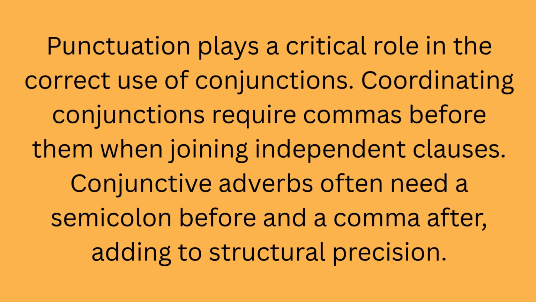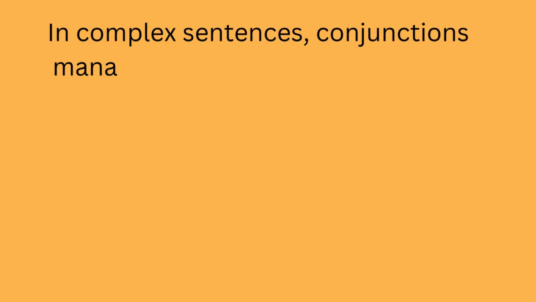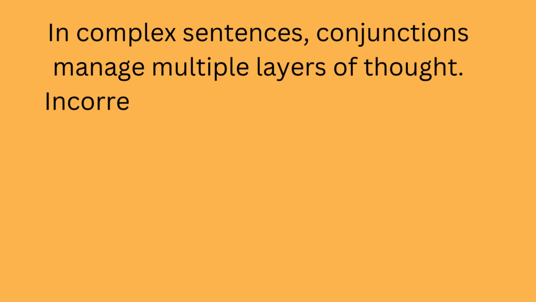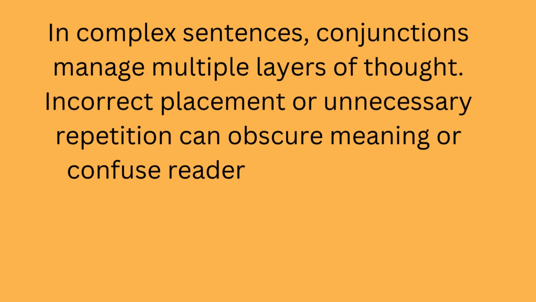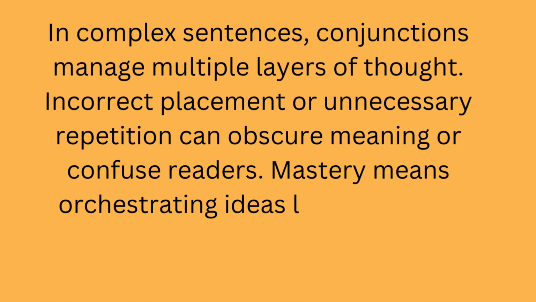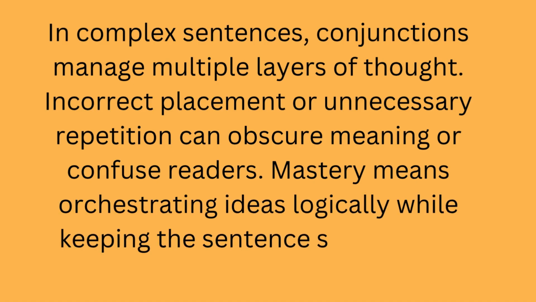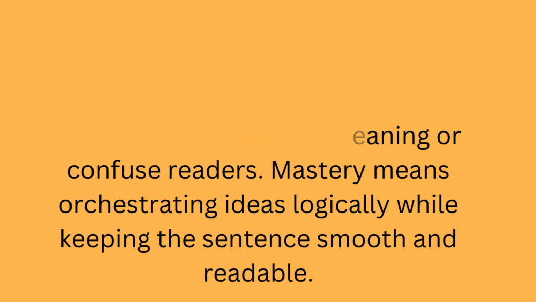Punctuation plays a critical role in the correct use of conjunctions. Coordinating conjunctions require commas before them when joining independent clauses. Conjunctive adverbs often need a semicolon before and a comma after, adding to structural precision. In complex sentences, conjunctions manage multiple layers of thought. Incorrect placement or unnecessary repetition can obscure meaning or confuse readers. Mastery means orchestrating ideas logically while keeping the sentence smooth and readable.